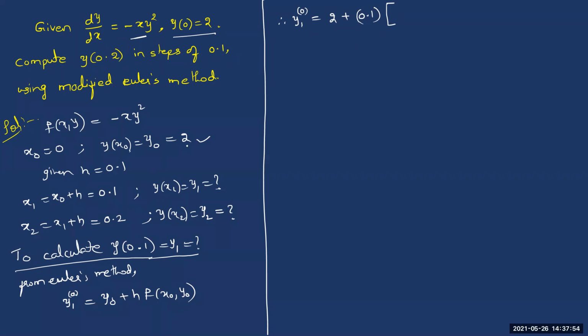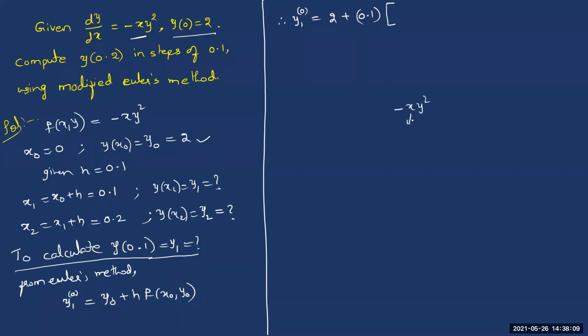x naught is 0 and y naught is 2. So what does it mean here? f of x naught, y naught means in f of x, y, you need to substitute x is equal to x naught and y is equal to y naught, where the function f of x, y is this, minus x y square.